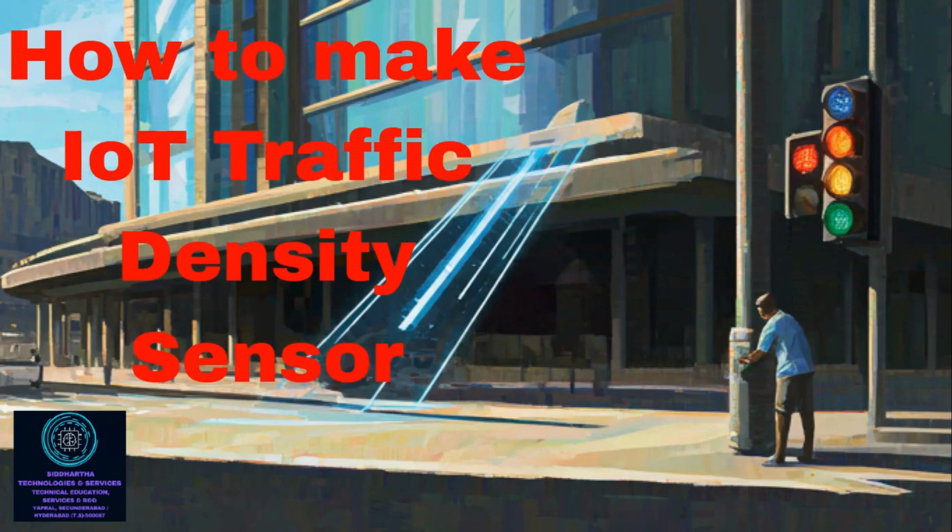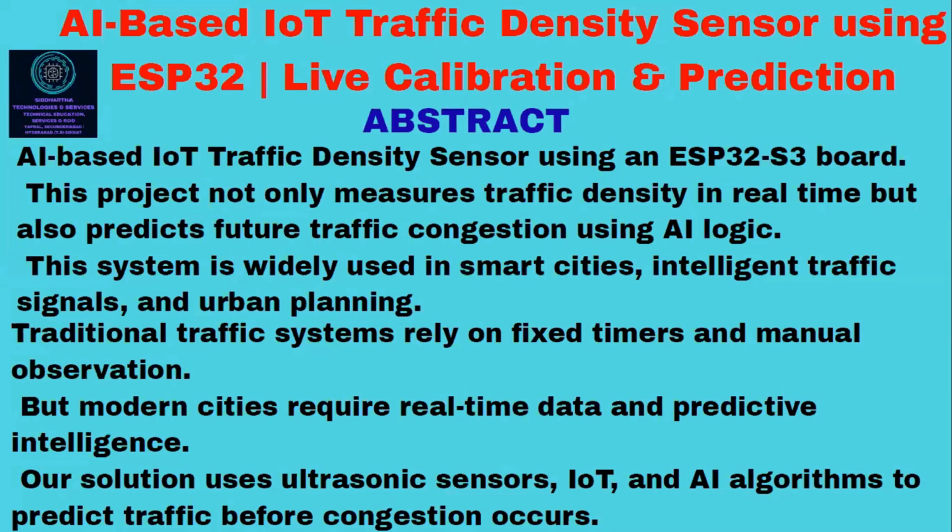Today we will be making one small IoT-based sensor. The name of the sensor is traffic density sensor. It's also a project, because when you learn electronics, you should learn the overall things related to electronics, and a sensor is a very important part. Name this project: AI-based IoT traffic density sensor using ESP32, live calibration and prediction.